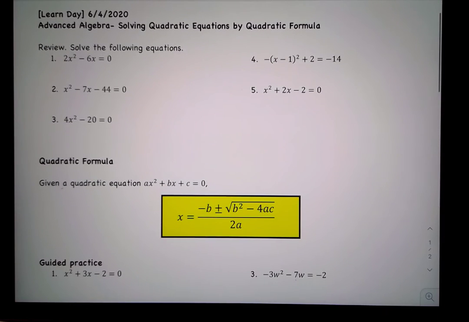So, yesterday you did solving quadratic equations by taking square roots, right? So we did factoring and taking square roots. We did two techniques so far, and today we will do the last one, the quadratic formula. All right. So let's go over 5 problems before we start.